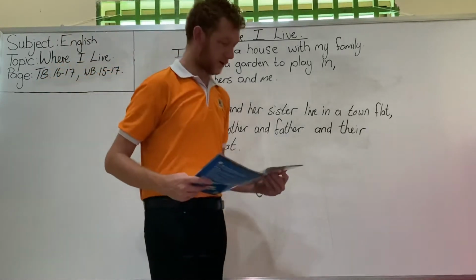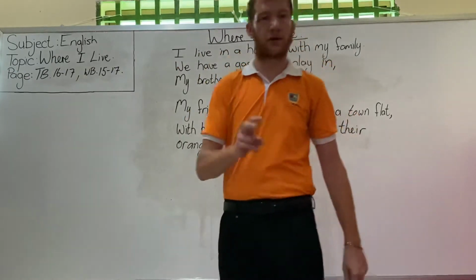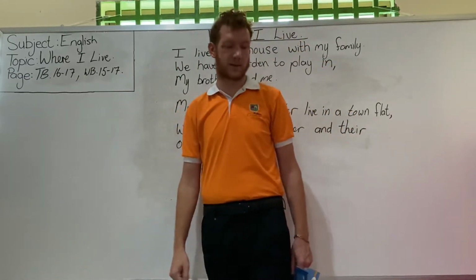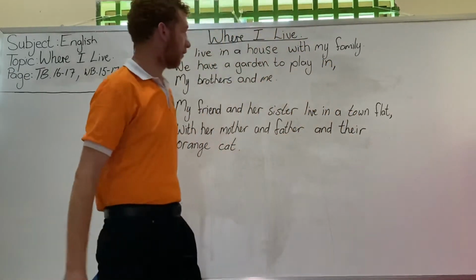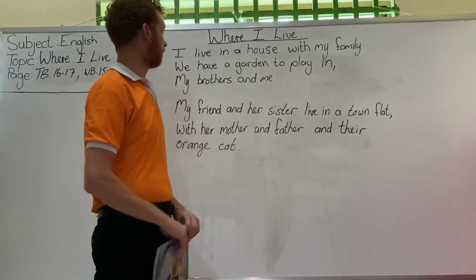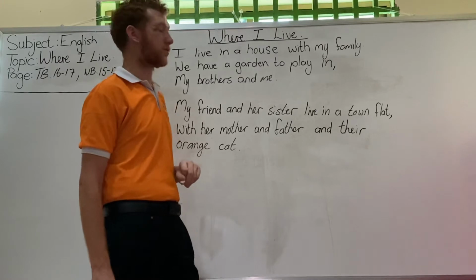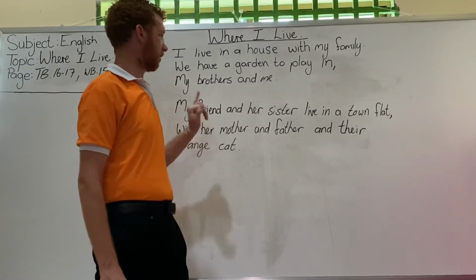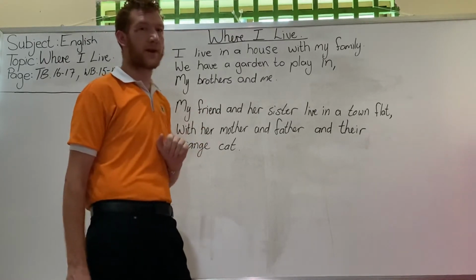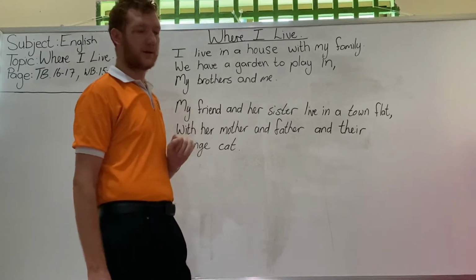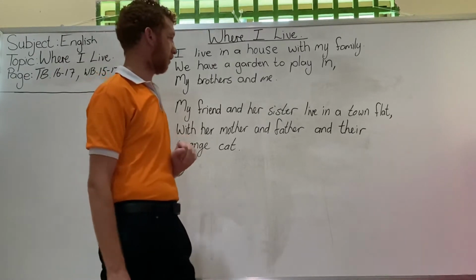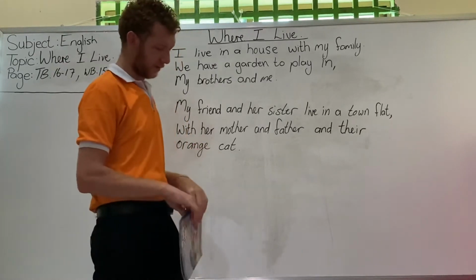Okay, so they're talking about two kinds of living places. Two kinds of places where they live. This first family live in a house with a garden. The second family live in a town flat. Okay. Apartment in town, a flat in town.